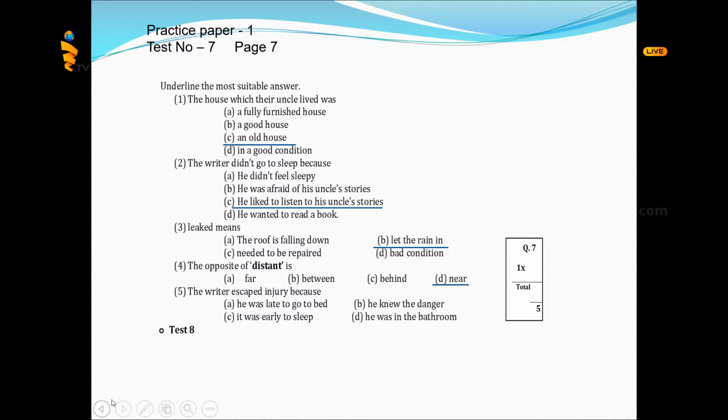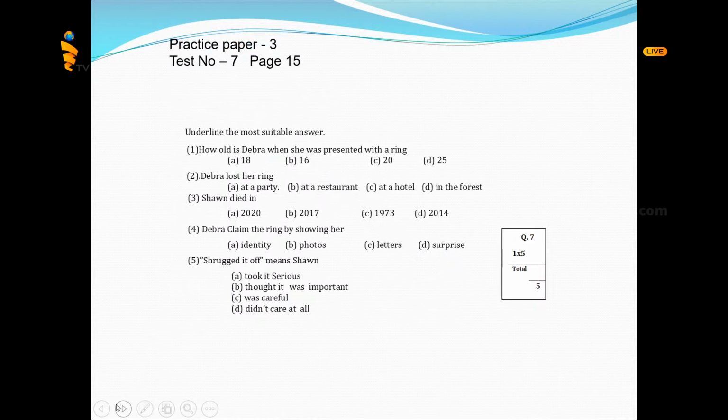So the answer for the last one is he was late to bed. Okay children, that's question number 7 from page 7. Let's move on to the other question in the same book. That's question number 7 again on page 15. All these questions are multiple choice questions.